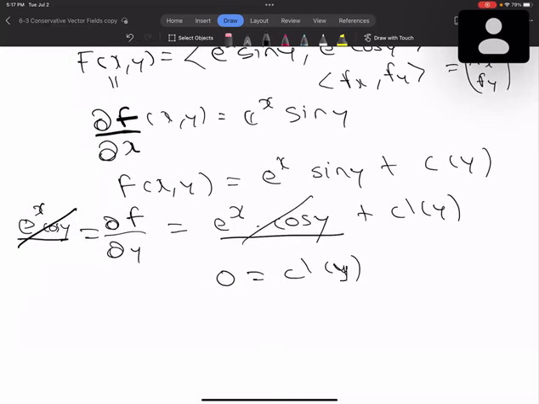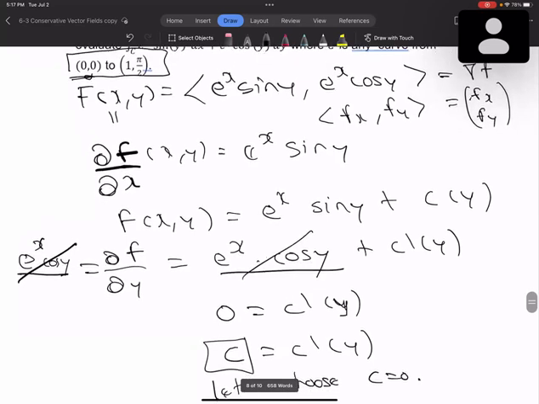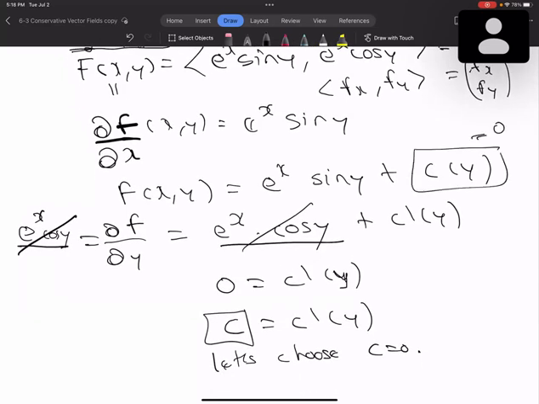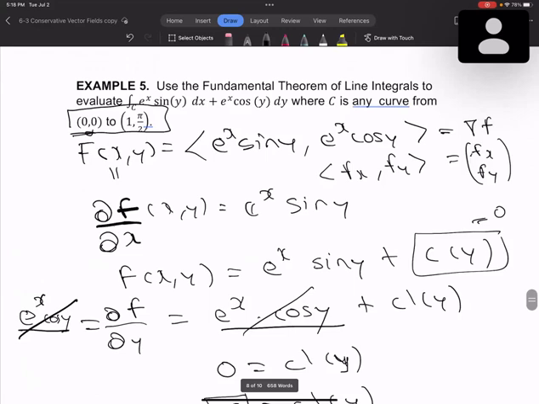What does it mean that 0 equals c prime of y? That means c of y is a constant. Could be any constant. So as we said before, there are many potentials. When you find a potential function whose gradient equals the vector field, f plus any constant will do. You can find thousands of those. We just need one, so we can make the constant equal 0. So let's choose c equals 0 just to make our life easier. So f of x, y equals e to the x sine y, and now I can apply my line integral.